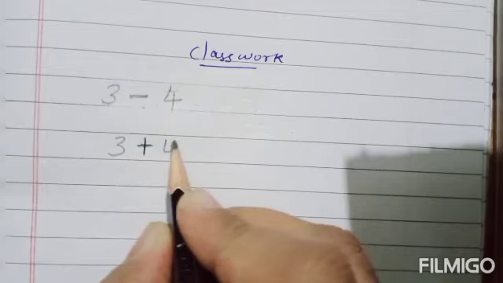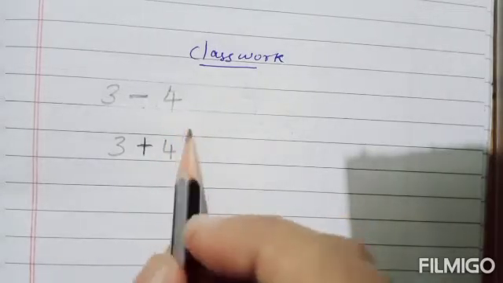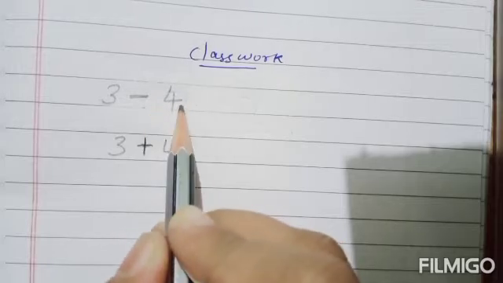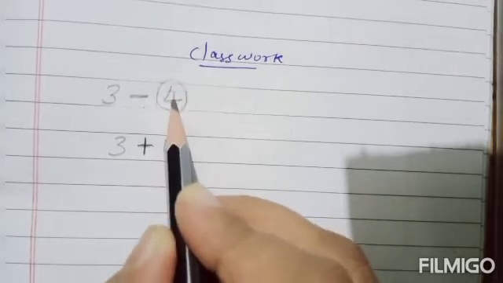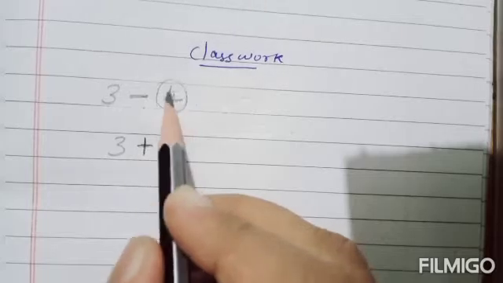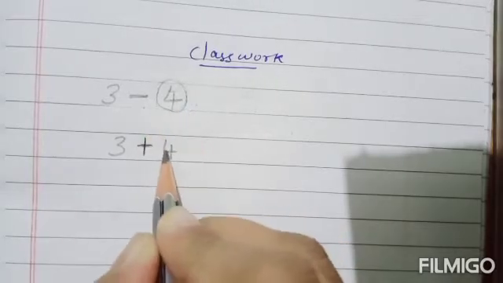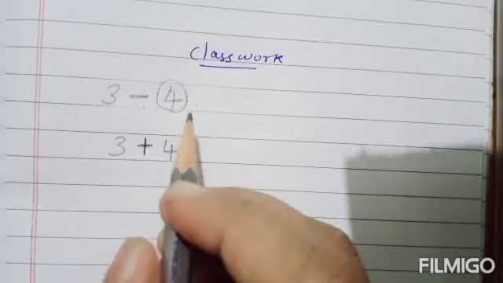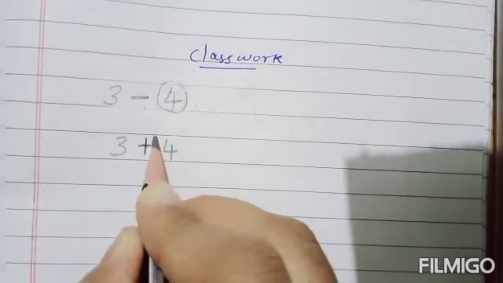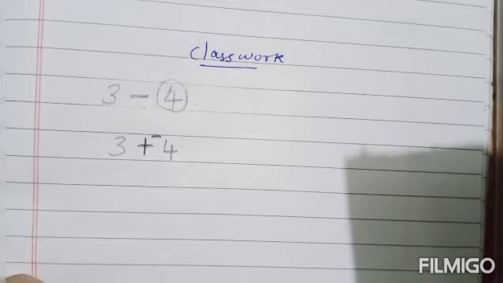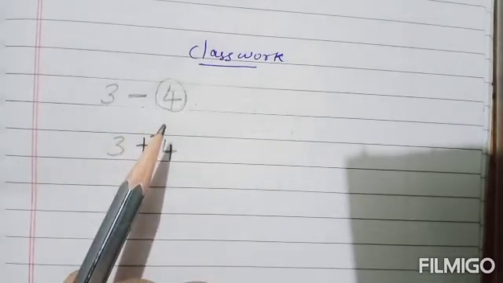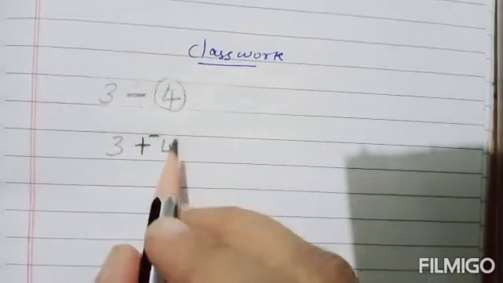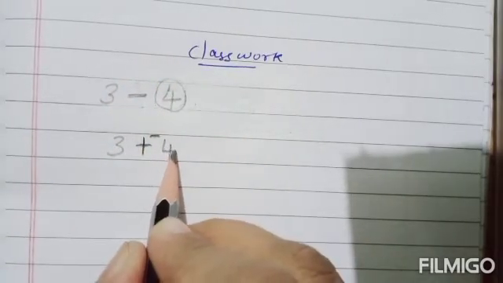Okay, next step is the number to be subtracted. What is the number to be subtracted? It is 4. Okay, the second number, this will be the number to be subtracted. Change its sign. So 4 means it is positive 4. On changing its sign, what will it be? It will be minus. Okay, so first you have to change the subtraction sign to plus sign. Next you have to change the sign of the number to be subtracted.